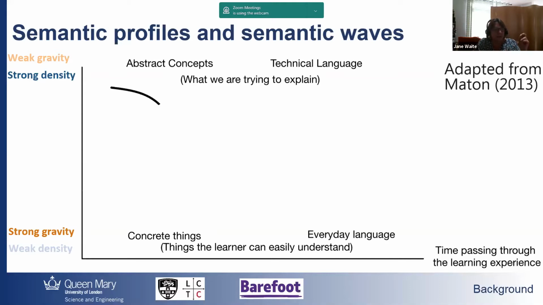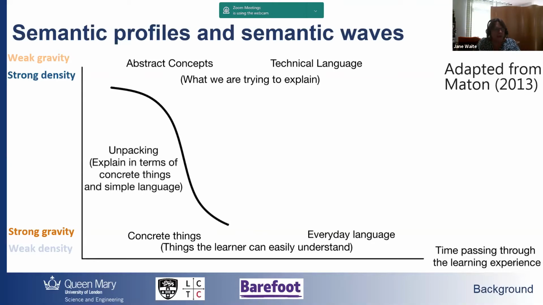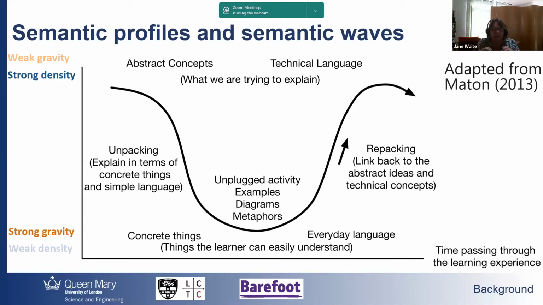So if we were to draw a learning experience, it might start at the top, saying we're going to learn about some particular technical concept in an abstract way. Then you might start to unpack that concept by explaining things using a concrete example, a concrete context, and simple, everyday language. Then you might do an activity at the bottom. That's where an unplugged activity might come in, where you've got something with diagrams, examples, and metaphors, which again is specific context, everyday language. And then you might repack or link back that everyday experience to the more technical, abstract description that uses technical vocabulary.